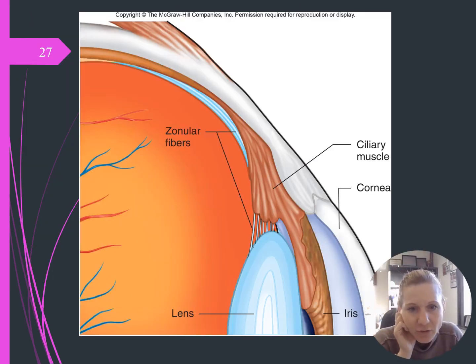Okay, and we can actually change our lens essentially. And we're going to do that through either the contraction or relaxation of these ciliary muscles. And that's going to allow us to do something called accommodation. And accommodation is going to allow us to manipulate that lens in order for us to get things into focus. So again, we can manipulate that lens in order for us to see things up close or far away, depending on what the situation is.